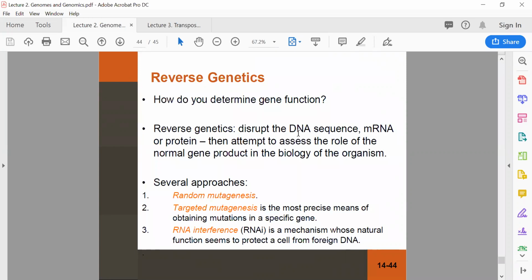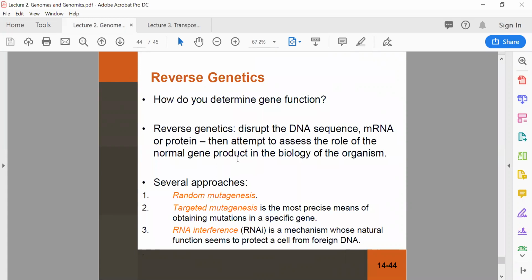And when that happens, then you can attempt to assess the role of the normal gene product in the biology of the organism. So if you disrupt a particular gene sequence and you find that that impacts on the shape of the leaves, for example, then obviously that gene has something to do with leaf patterning. If you mutate a particular gene sequence and that plant, for example, can't photosynthesize properly, then obviously it plays a role in the photosynthesis machinery and so on.